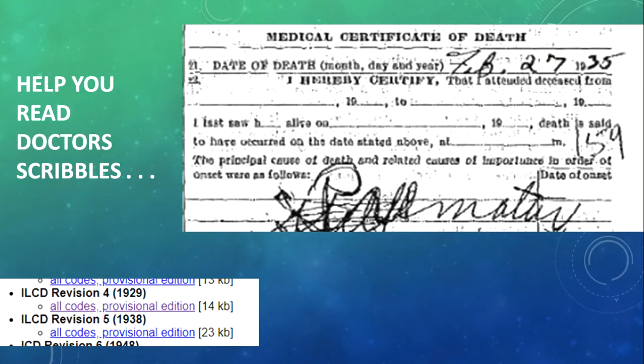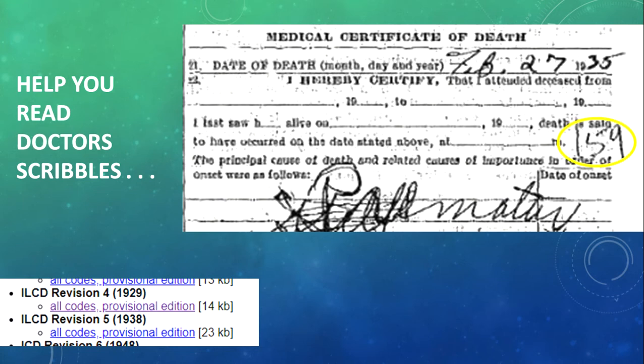Another great thing about this ICD is it also helps you read the doctor scribbles. So in this case, again, we have a 1935 document, and it looks like they crossed out what was written there. And you can't tell what those first 4 letters are. And Matui could be the last ones, I'm not sure.